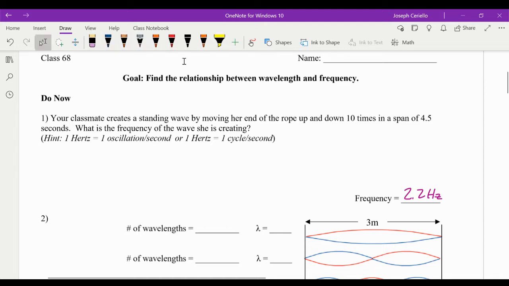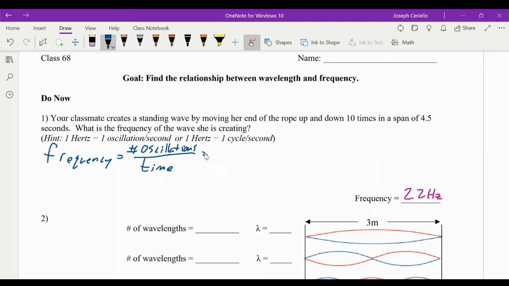So, real easy. Finding the frequency. There's no formula for frequency in your reference table unless you have the period. But we know that by definition, frequency is equal to the number of oscillations over time. So it's not really an equation that you would ever be given, but it's just an idea to know. So we have 10 oscillations over 4.5 seconds.